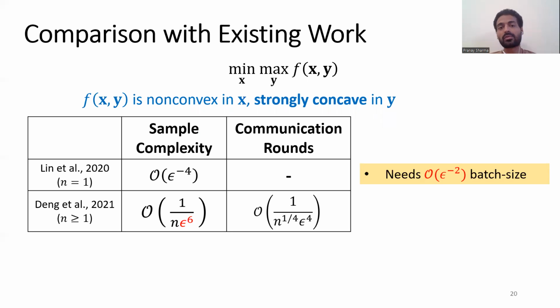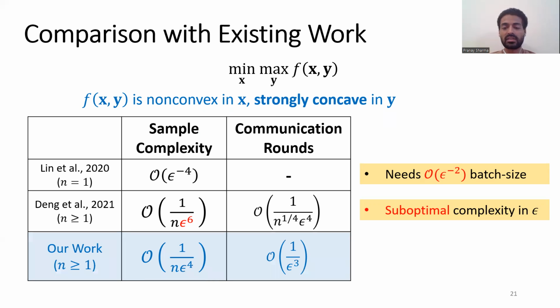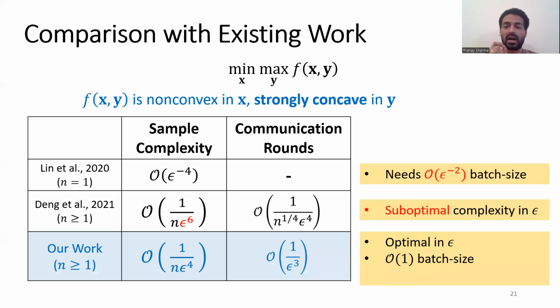Deng et al. considered this problem in the federated setting. However, their result, as you can see, is suboptimal in epsilon. Compared to these, our results are both optimal in epsilon, and our algorithm works with a constant batch size, or order 1 batch size. In addition, we also achieve a linear speedup with increasing number of clients.